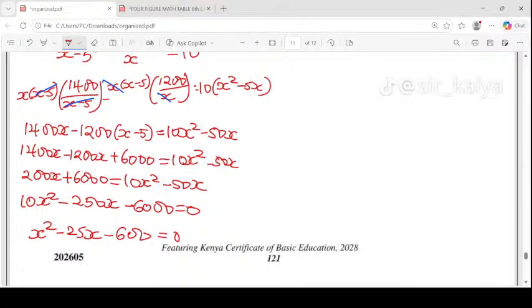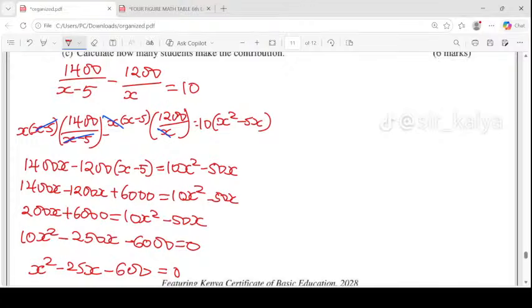The sum is negative 25. The product is that one. Will I be able to work it out at that particular point? Yes, I can get the numbers. This is a simple one. Let me arrange the work neatly.